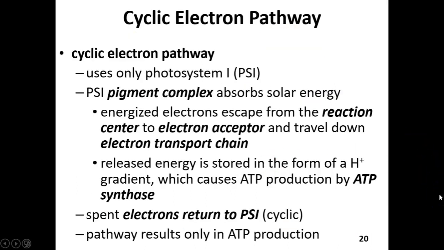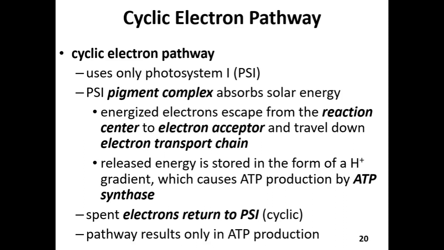And now we can talk about cyclic photophosphorylation, which only uses photosystem 1. So photosystem 1 also takes in solar energy, and it will activate an electron. But if we're only using the cyclic electron pathway, then we're not going to produce any NADPH. We're only going to produce ATP.